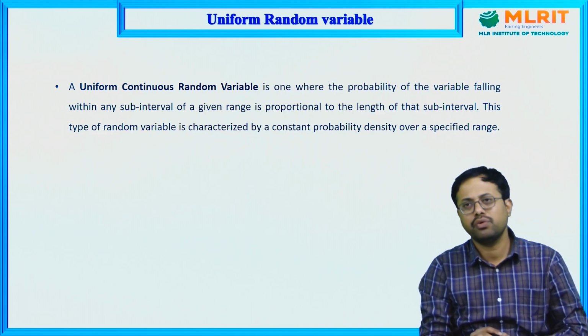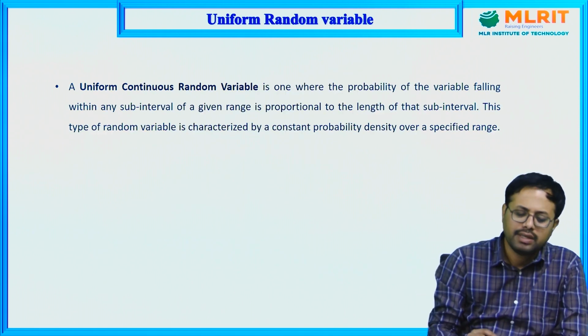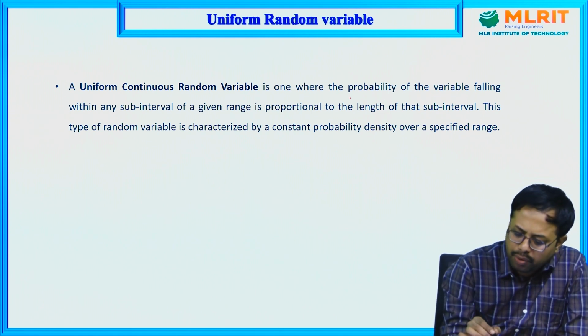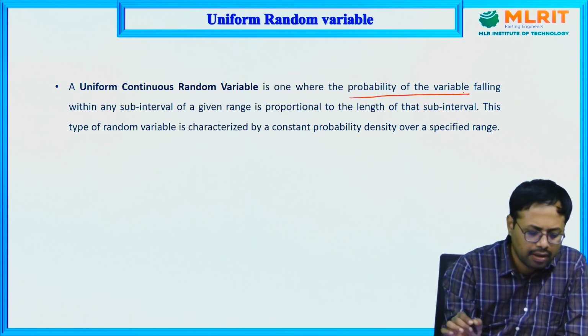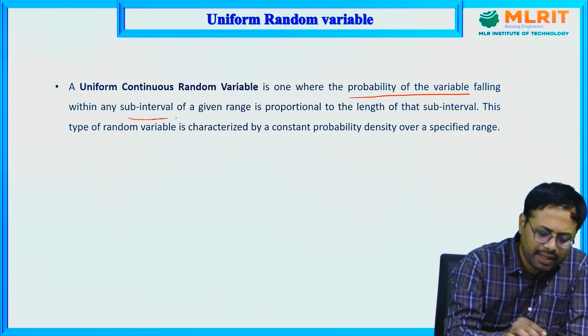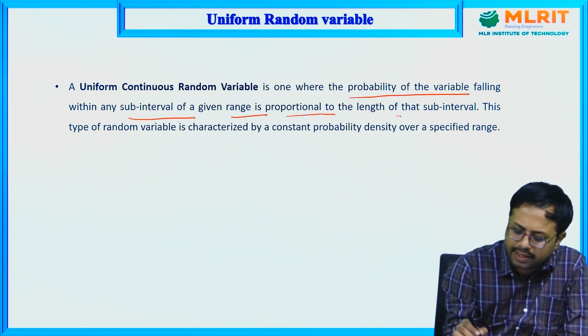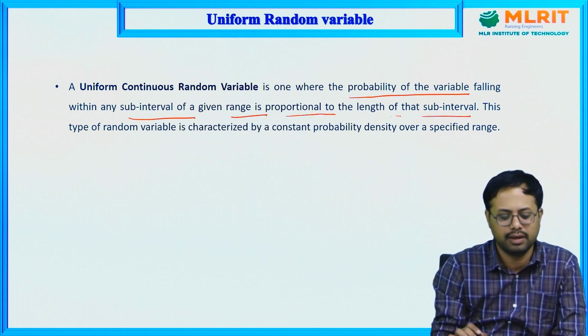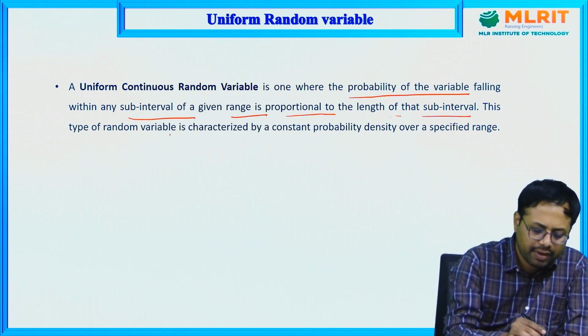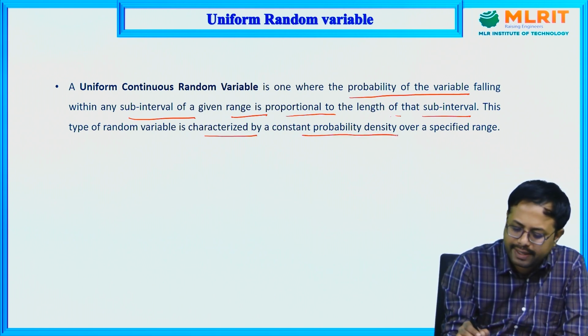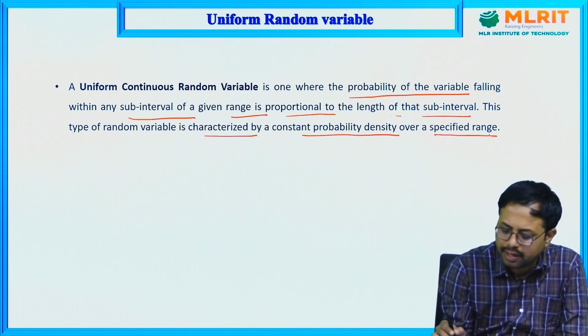We'll start with the uniform random variable. What is the definition of a uniform random variable? It is one where the probability of the random variable falling within any sub-interval of a given range is proportional to the length of that sub-interval. This type of random variable is characterized by a constant probability density over a specified range.